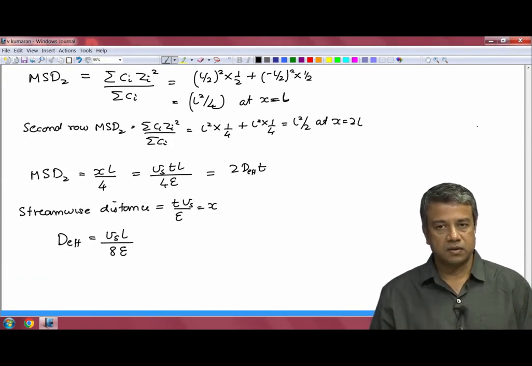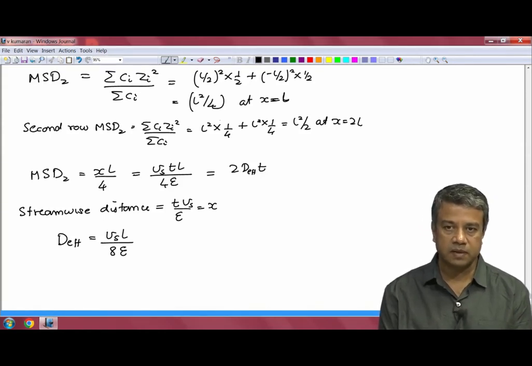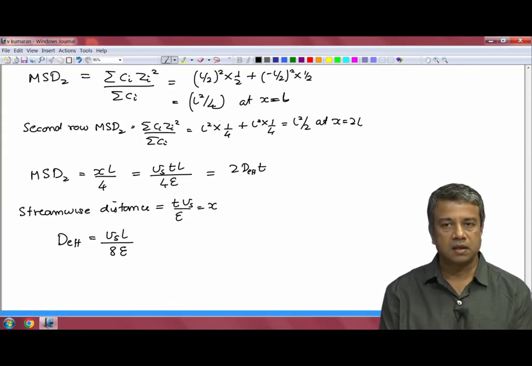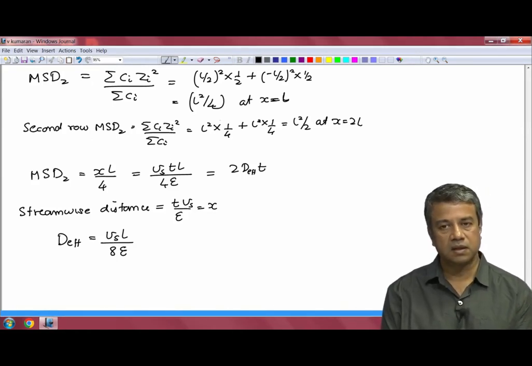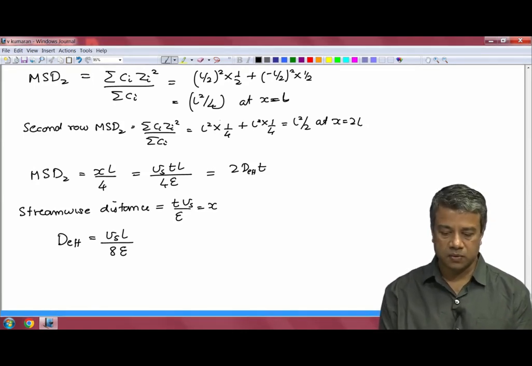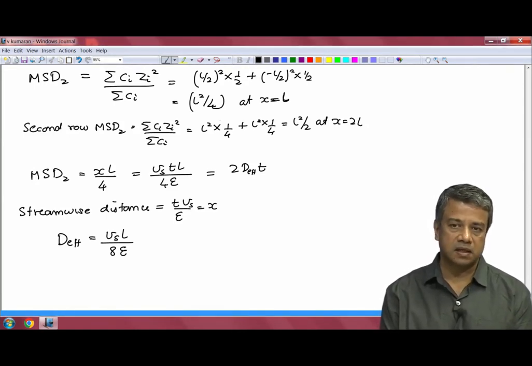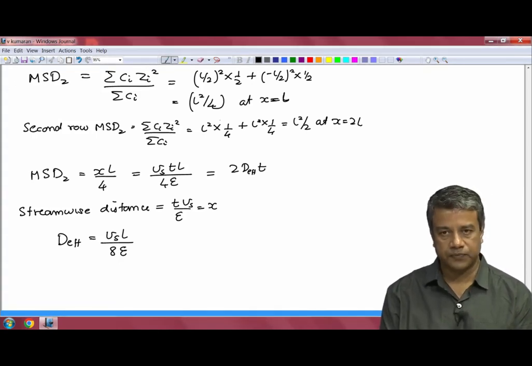So, this was solved for a very specific case, for a very specific structured porous medium in one dimension. If you consider a random medium in multiple dimensions, the coefficients will change, but the effective dispersion coefficient will still be proportional to the superficial velocity times the characteristic repeat unit distance or the characteristic length scale.